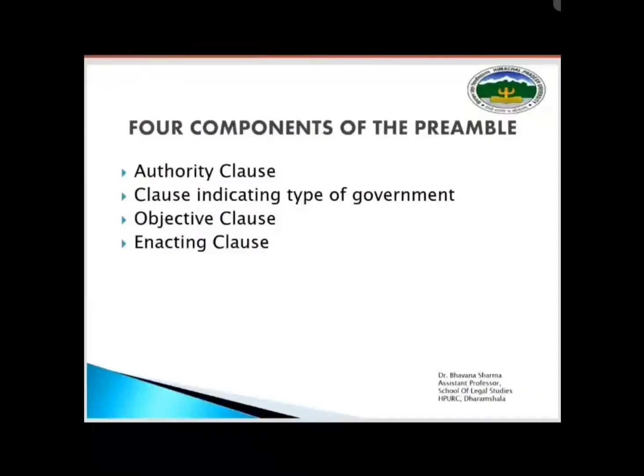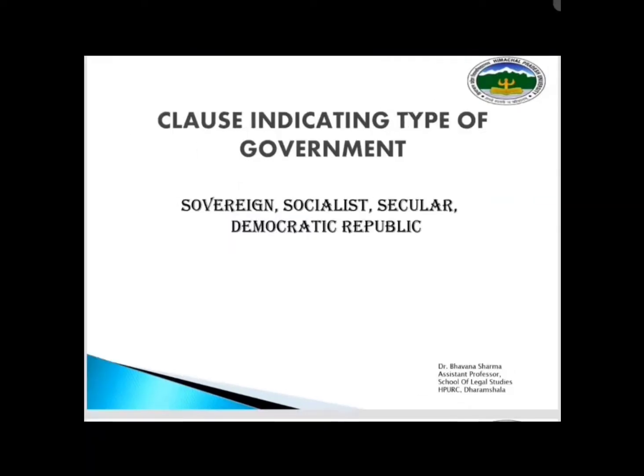In this video, we will be having a discussion on the pillars of the preamble, as we had already discussed the first pillar, that is the authority clause, in the last video. Here we will start with the second pillar onward. So these are the four components of the preamble: authority clause, clause indicating type of government, objective clause and enacting clause. As the authority clause we had already discussed, here we will try to understand the second clause, that is the clause indicating type of government.